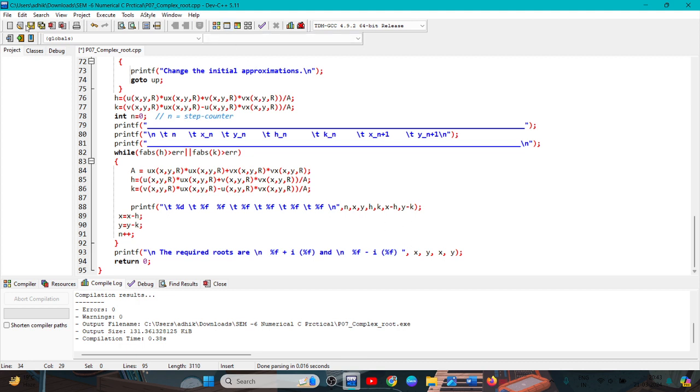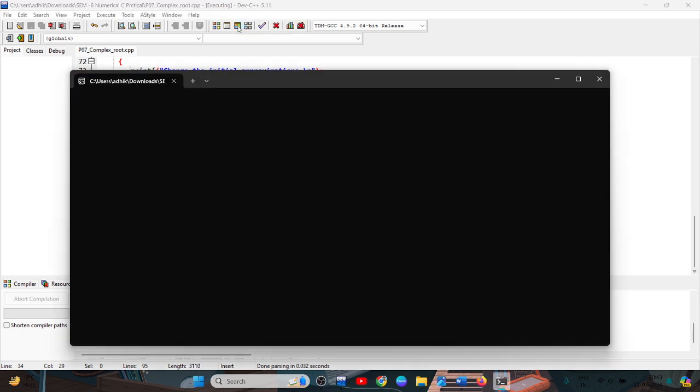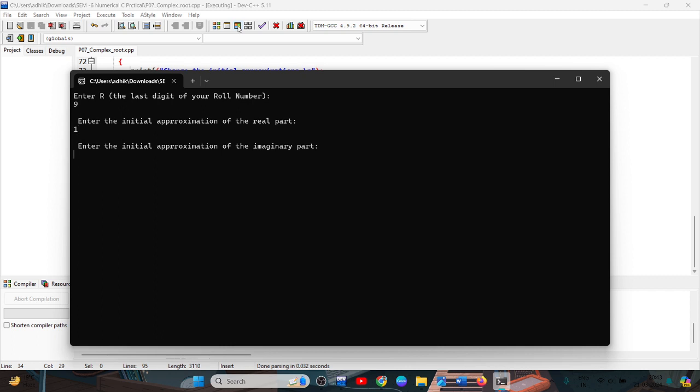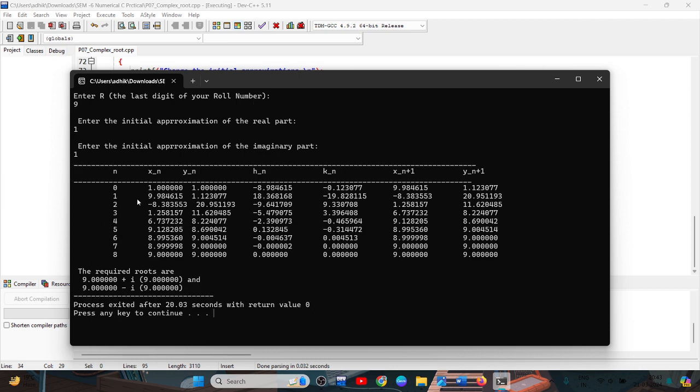Now first we save this program, next compile, and then compile and run, and enter R, the last digit of your roll number, say 9. Enter the initial approximation of the real part, say 1, and the initial approximation of the imaginary part, that is the value of y, say 1 also. So this is the output. The required roots are 9 plus 9i and 9 minus 9i.